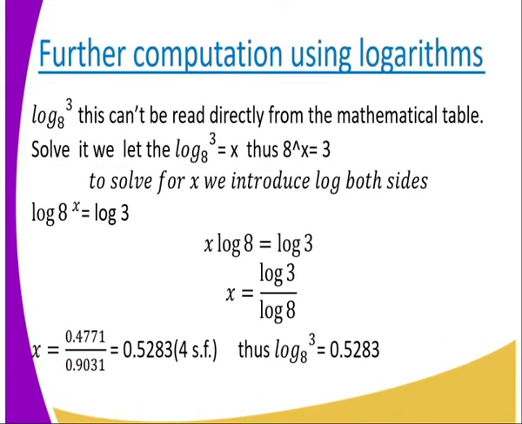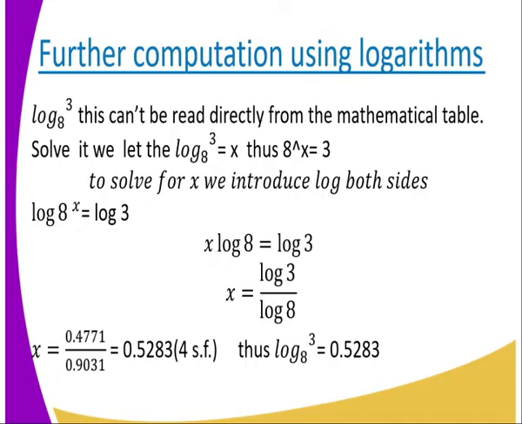We go to still another example. We have log 8 to base 3. This can't be read directly from the mathematical table. So how do we solve it? We just let log 3 of 8 be equal to x. Thus, 3 raised to power x is equal to 8. So when you write it into index notation, now it becomes that. Then you're supposed to try to solve that.